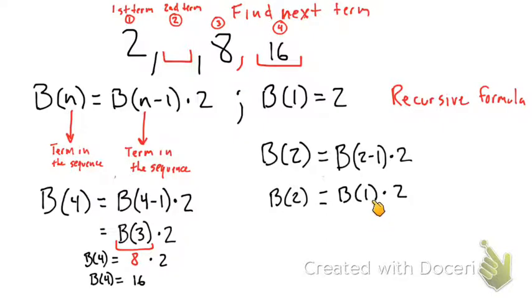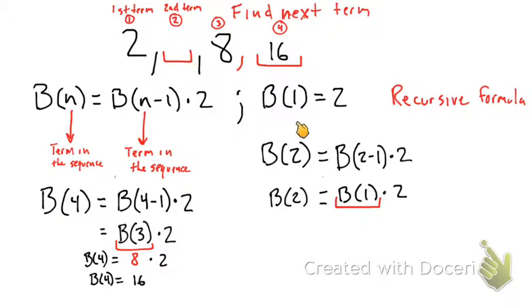Okay? So in order to find the second term, I need to know the first term. That's what this is saying. So if you look at our formula, don't even look at the sequence, but if you look at our formula, this is the reason you have to state your first term. Okay? This right here is saying my first term is 2. And we know that because it was in the sequence. But without this first term, I'm not able to find the second term.